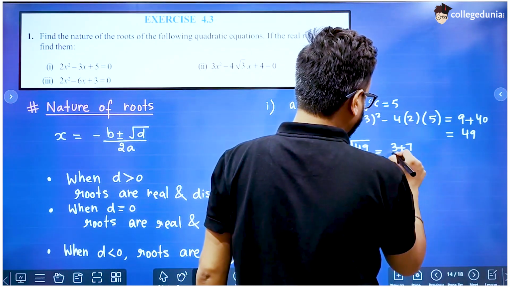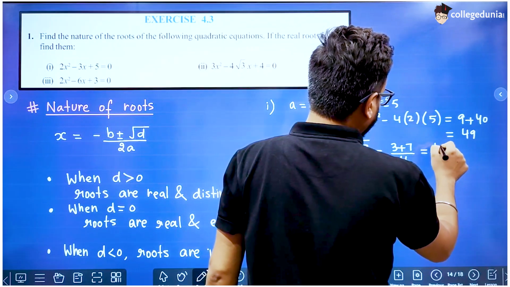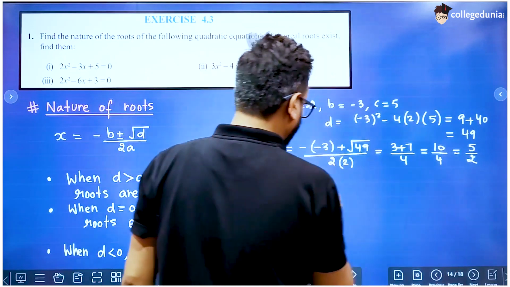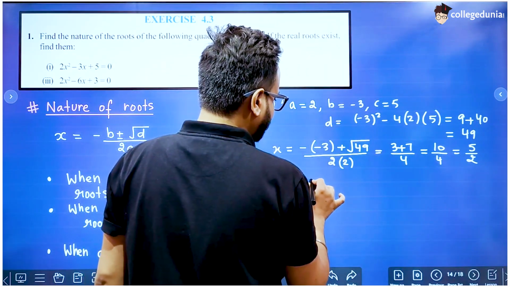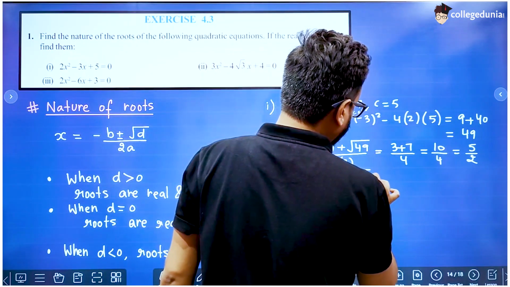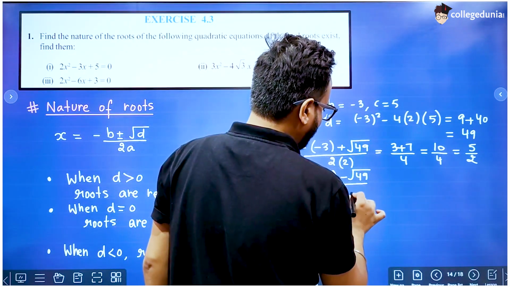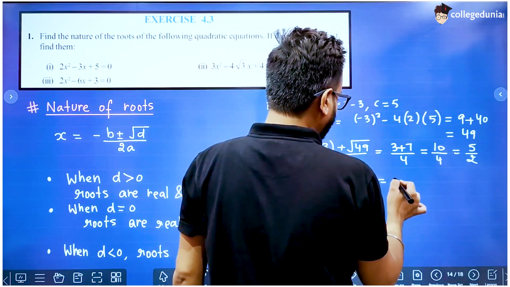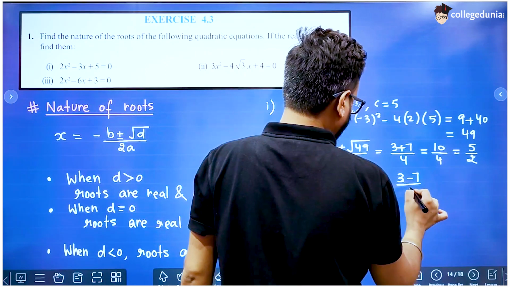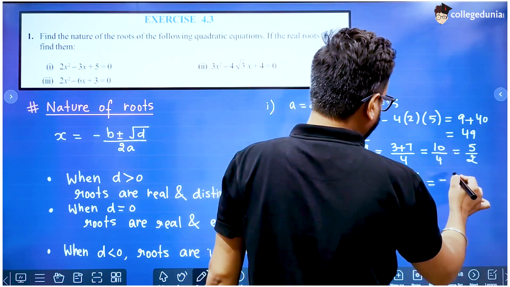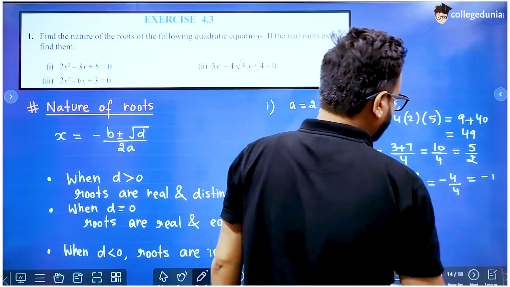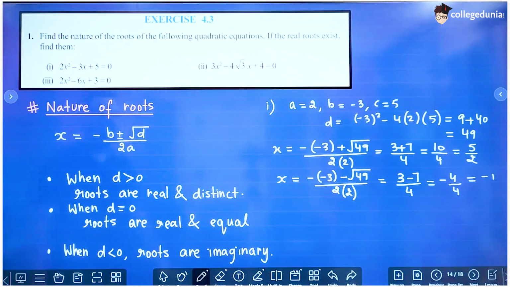3 plus 7 by 4, that is 10 by 4, that is 5 by 2. And the other root is x equal to minus b minus root 49 divided by 2 into 2, that is 3 minus 7 divided by 4, that is minus 4 by 4, and that is minus 1. So these are the two roots.